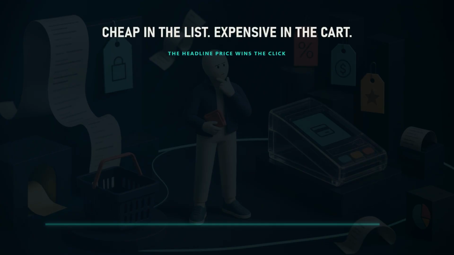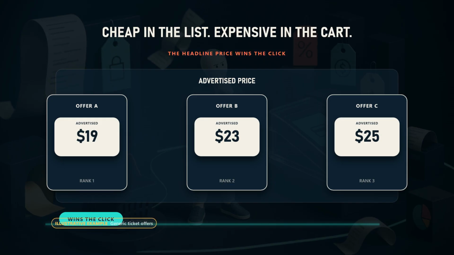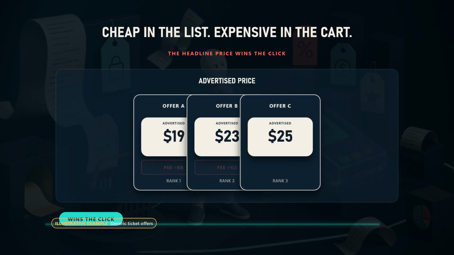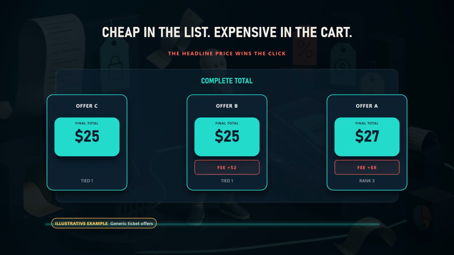Late price components do not affect only one purchase. They interfere with comparison shopping. Suppose 3 sellers advertise the same kind of ticket for $19, $23, and $25. $19 wins the click, but its final total is $27. One of the other offers may have been cheaper.